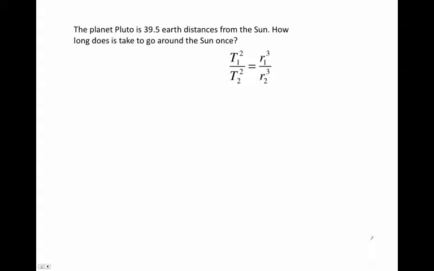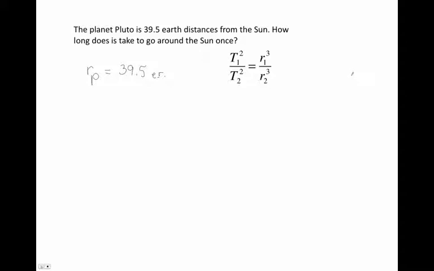So we have 39.5 Earth distances. Well, what is a distance from the Sun? That's simply a radius. So we know the radius. We know the radius of Pluto is 39.5 Earth distances, or I call it Earth radiuses.